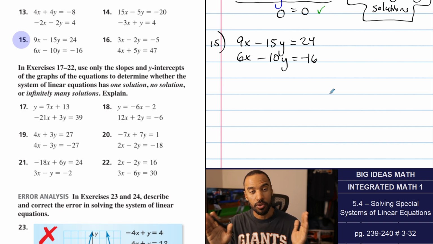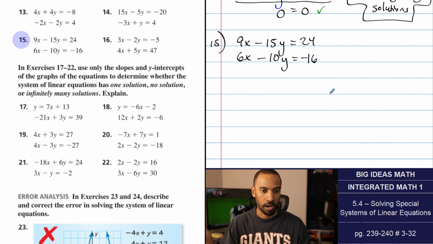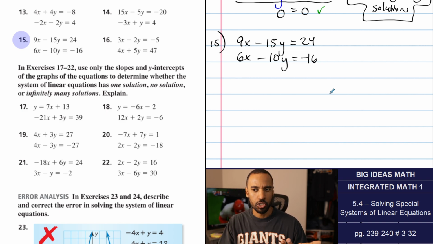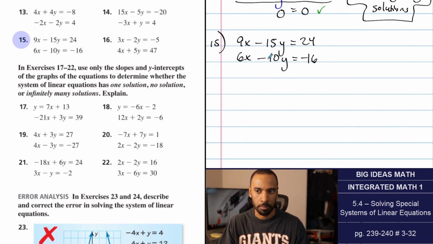You ask yourself right now, if you added down the list, would a variable eliminate? And obviously you say no, right? Nothing eliminates. So which variable would you like to eliminate? That's kind of a your choice thing. Maybe you look at the x's, they're smaller numbers, they're positive, things like that. So okay, we eliminate x's.